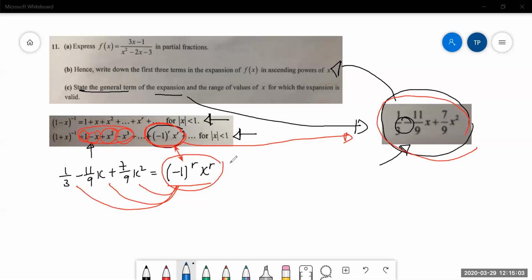Over here, we can see that the first term is 1, but the term here is 1/3. So 100% we know that we have to take out 1/3 from every single term to make the first term 1. We have to ensure that the first term is 1. So I'm trying to make our answer similar to the formula. Okay, so now we'll take out 1/3.